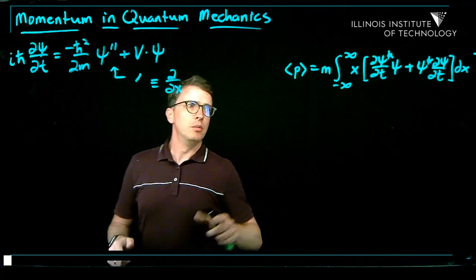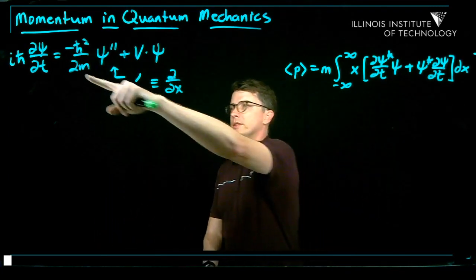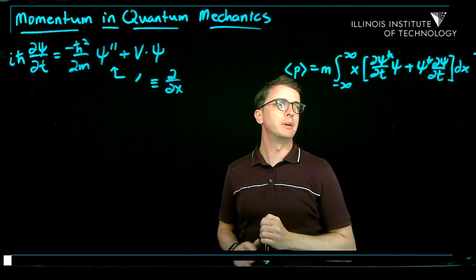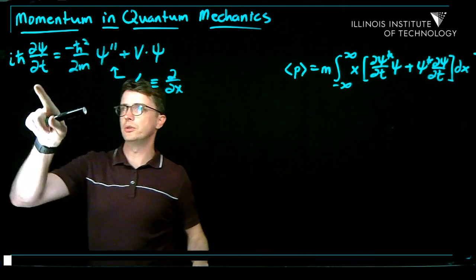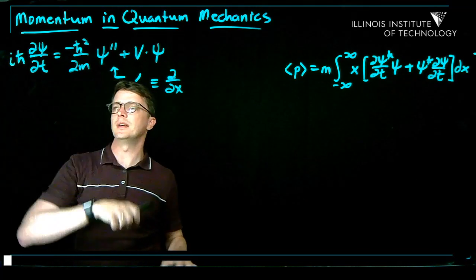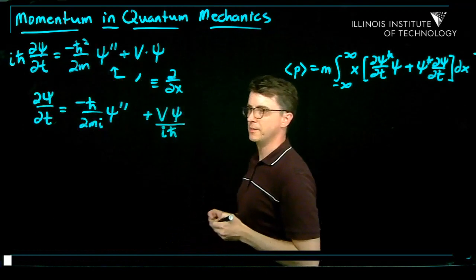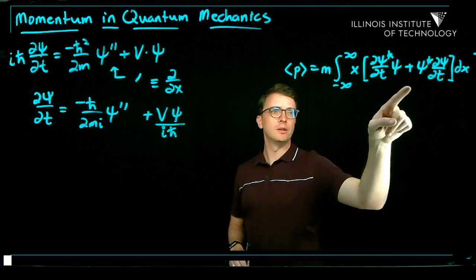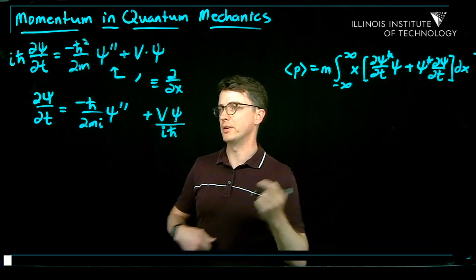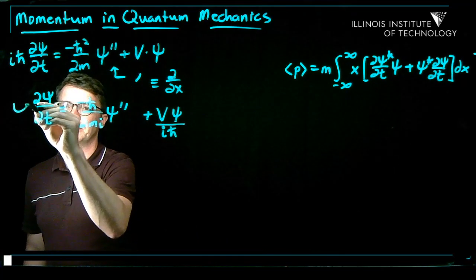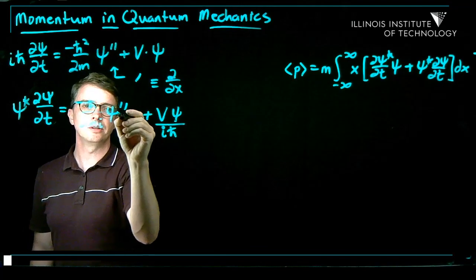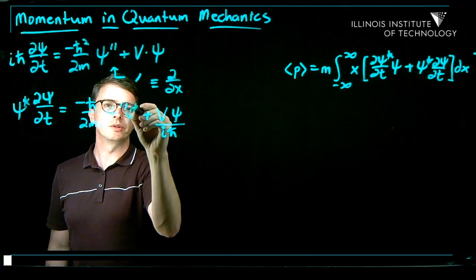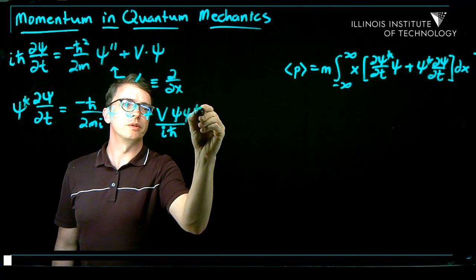Okay, what I have here is d psi dt multiplied by psi star. So what I'm going to do is, let's divide by i h bar, okay? And then just to make it look like the thing over here, let me multiply both sides by psi star. So psi star goes here, psi star goes here, and psi star goes there. Right?